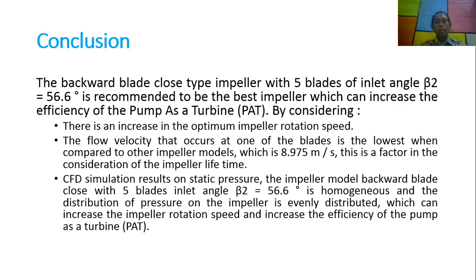CFD simulation result on static pressure: the impeller model backward blade closed with 5 blades and inlet angle 56.6 is homogeneous, and the pressure on the impeller is evenly distributed, which can increase the impeller rotation speed and increase the efficiency of the pump as a turbine, PAT.